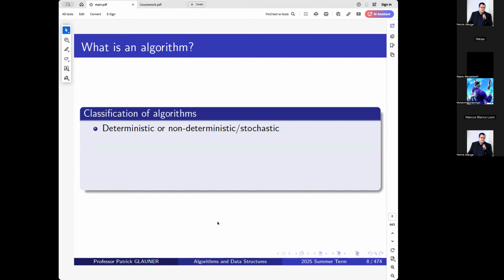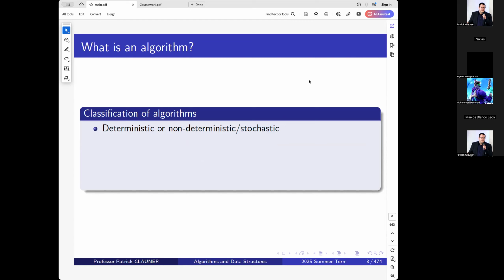Now, we can classify algorithms, and there are lots of criteria we can use for classification, and I just want to show you some of the most essential ones. One distinction of algorithms is whether they're deterministic or non-deterministic. Non-deterministic algorithms are sometimes also called stochastic algorithms. A deterministic one means each time you put in the same input, you will get the same result.